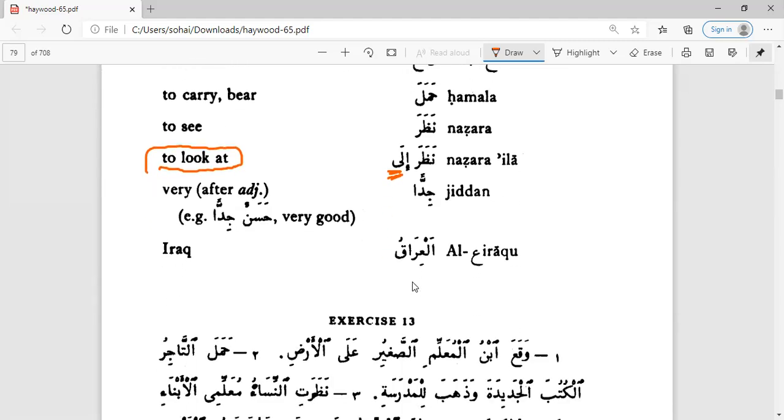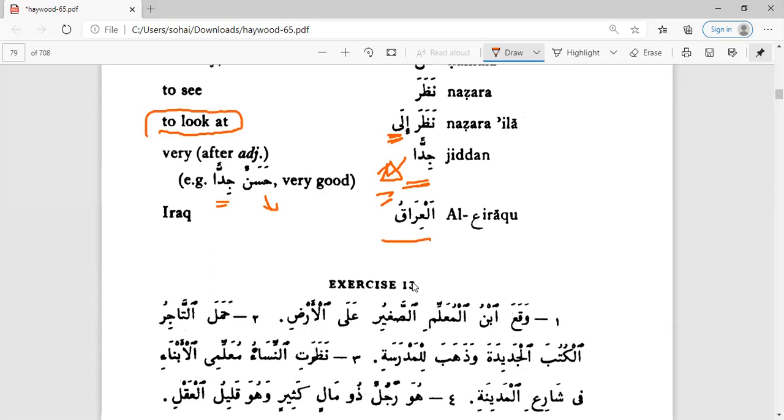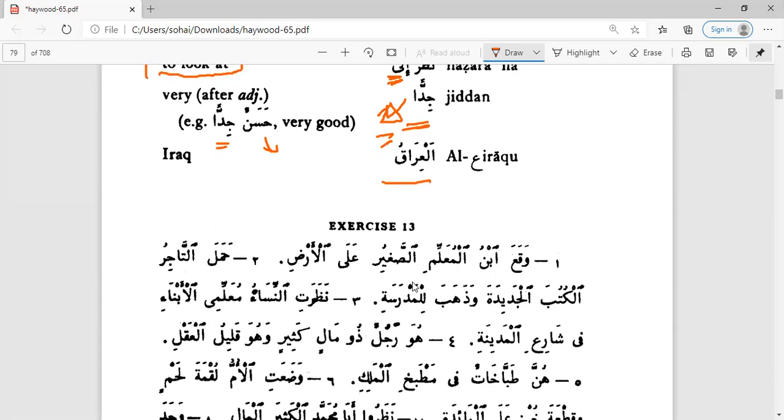Very is jiddan. This word normally comes at the end, like hasanun jiddan, very good. Even though it just happens in the accusative case, you just have to learn. If you want to say hasanun, normally you would think good is the noun and jiddan should be jiddun because it's an adjective, but here it's jiddan. It's just going to remain the same. Al-Iraqu means Iraq. It is a proper noun that takes alif lam.